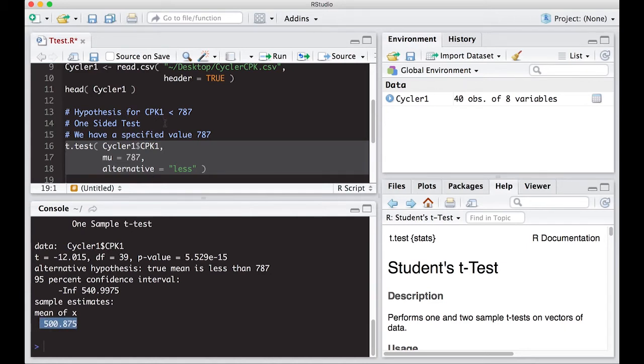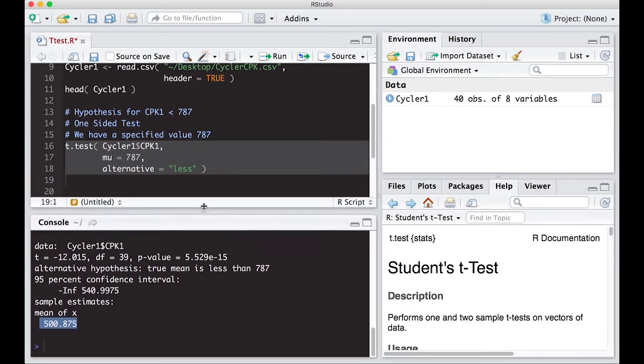I picked 787 because I'm going to take a flight soon, and 787 is the name of the jet. But anyway, it gives us a chance to do this.